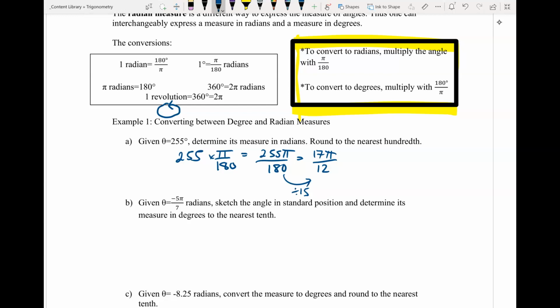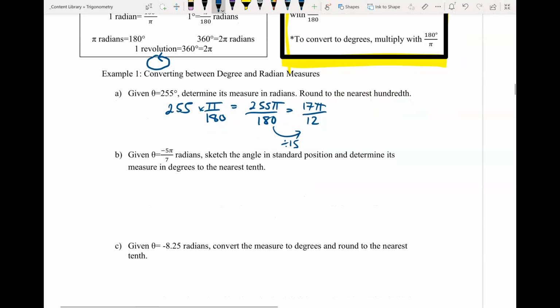So usually we can express a radian in terms of pi if we are not going to figure out what it is using a calculator. You can leave it in terms of pi, or if you have a calculator, you can go ahead and do 17 divided by 12 multiplied by pi to get a numerical answer. I'm just going to leave it for now because most of the time we are not going to use much calculator in this unit. So I'm just going to leave it as a fraction in terms of pi.